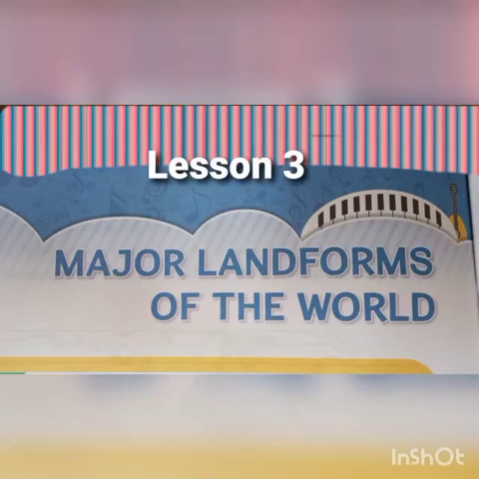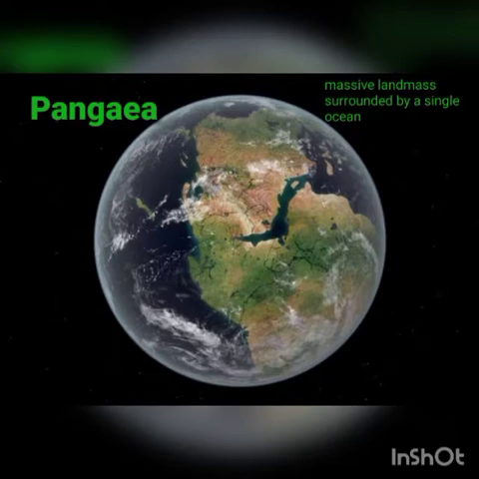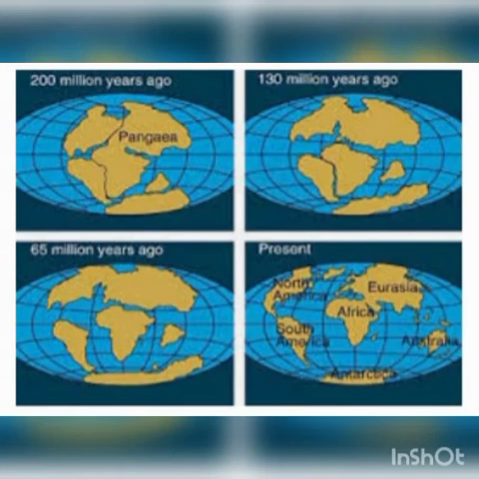Lesson 3: Major landforms of the world. In the beginning, there was only one massive land called Pangaea. It was surrounded by a single ocean. The land slowly broke up into pieces. These pieces of land drifted apart. That is how the continents and oceans were formed.